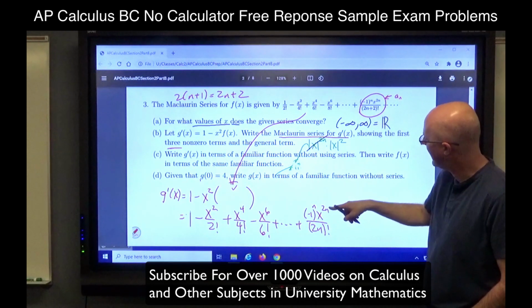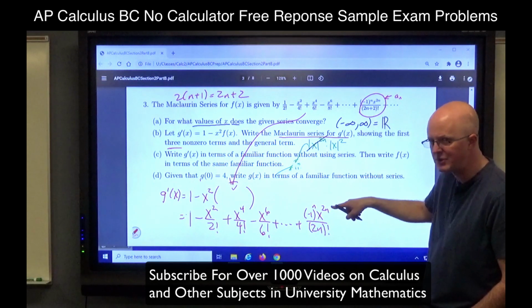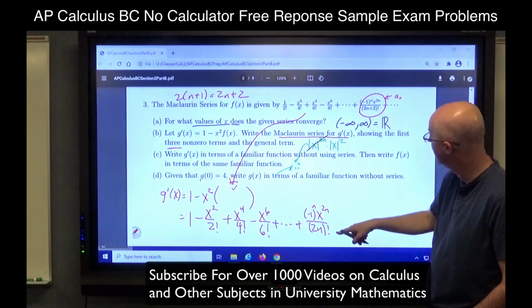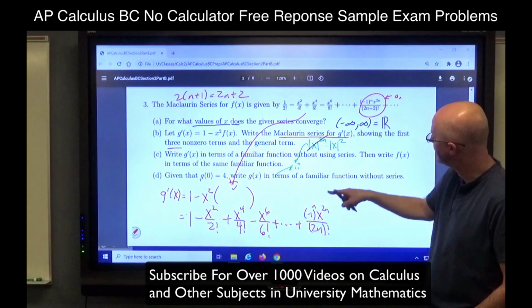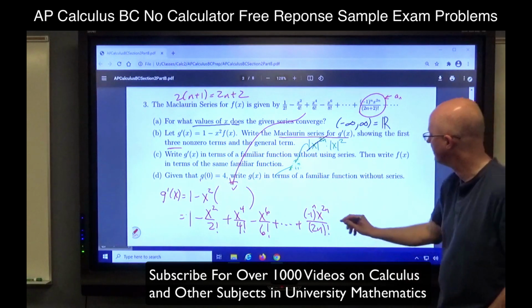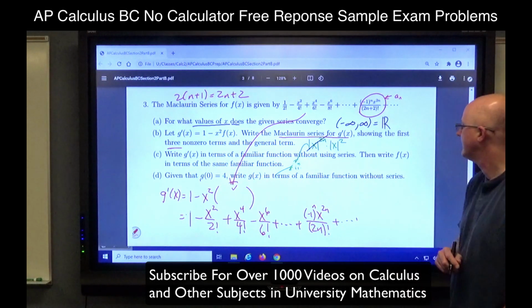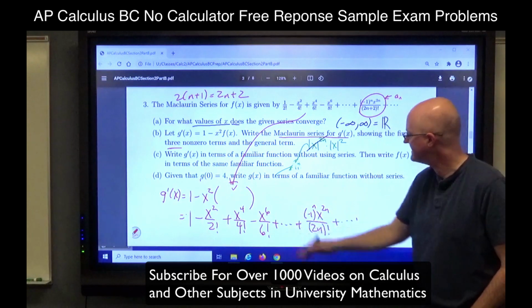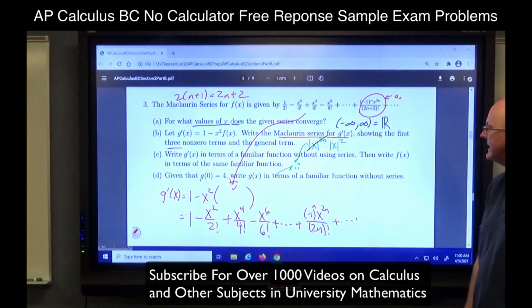I could have written the general term with a 2n plus 2 there and a 2n plus 2 factorial there, and then we would have had negative 1 to the, say, n plus 1 power instead. Just check based on the pattern. That's the answer to B, excuse me.